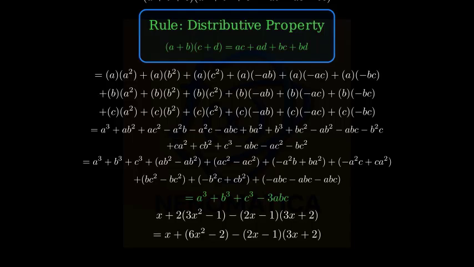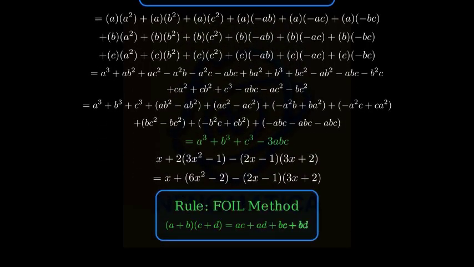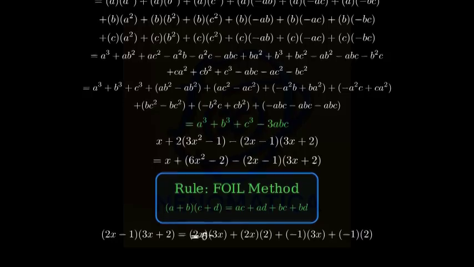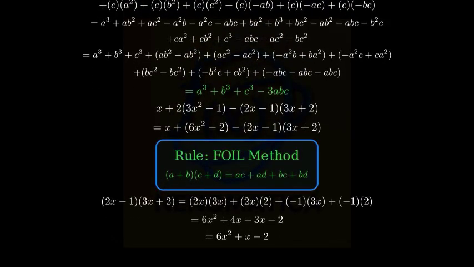Now, let's expand the product of 2x minus 1 and 3x plus 2. Using the FOIL method, which stands for first, outer, inner, last, we multiply. First terms, 2x times 3x gives 6x squared. Outer terms, 2x times 2 gives 4x. Inner terms, negative 1 times 3x gives negative 3x. Last terms, negative 1 times 2 gives negative 2. Combining these, we get 6x squared plus 4x minus 3x minus 2, which simplifies to 6x squared plus x minus 2. Now, let's substitute this back into our original expression.